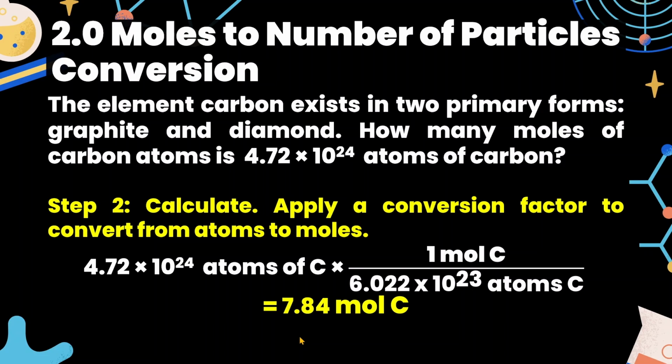Remember, you have to write in the denominator the unit that you want to cancel. For example, we need to cancel the unit for the number of atoms. And that's why Avogadro's number, 6.022 times 10 raised to 23 atoms, should be written in the denominator. So we need to multiply and then divide. 4.72 times 10 raised to 24 times 1 divided by Avogadro's number is 7.84 moles of carbon.